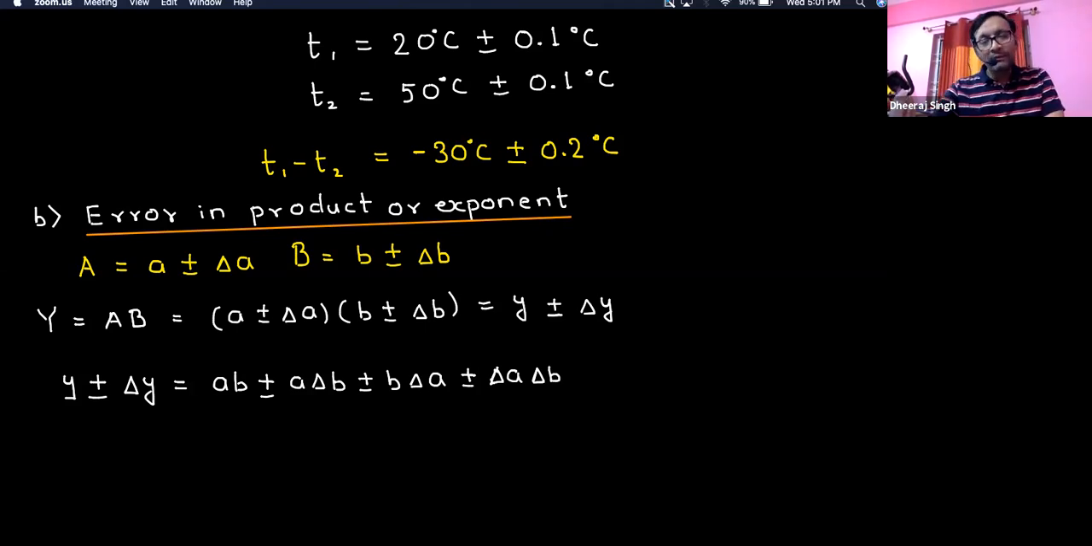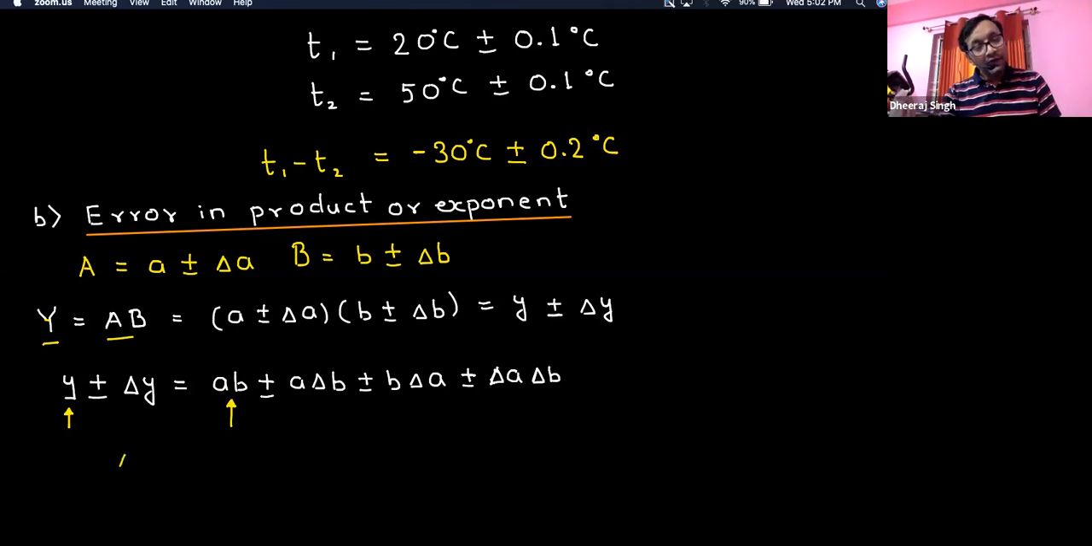Now tell me, what is the value of y? Out of these expressions, what is small y? Small y is A into B. The actual reading, the true readings A and B, you need to substitute in this formula to get the true reading of y. The errors will be dealt separately. So y is equal to A into B.